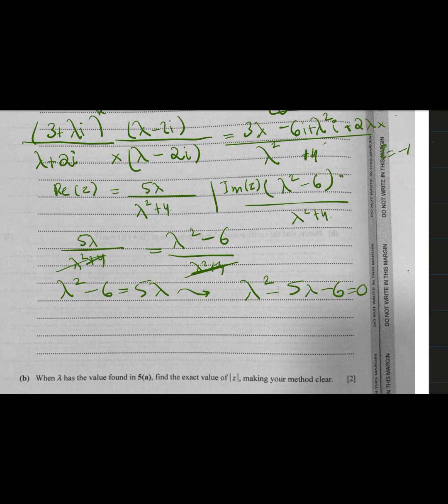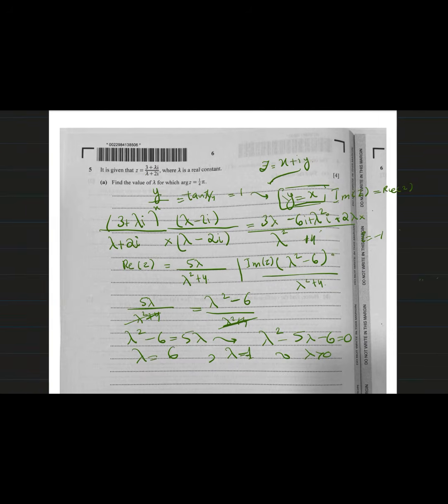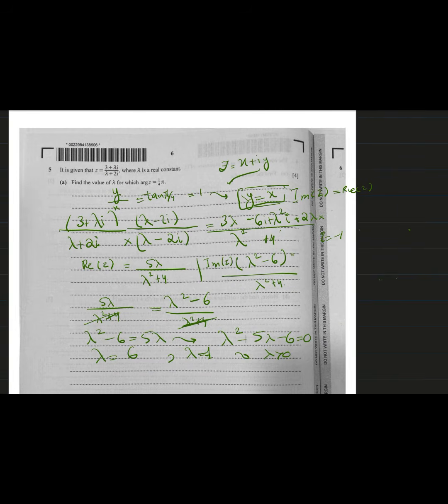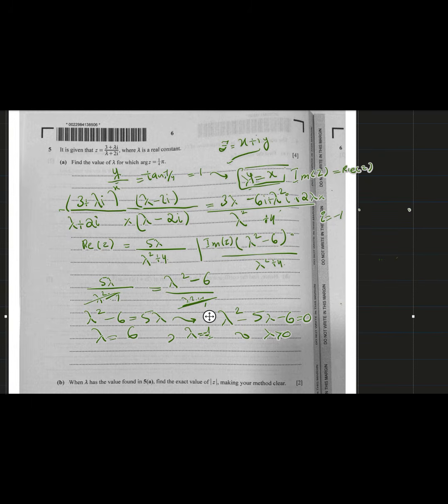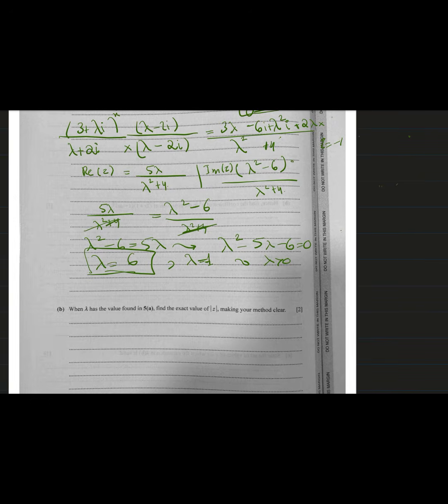Now we can use the quadratic formula to solve. So 1, minus 5, minus 6 would give us lambda is 6, and the other value of lambda would be minus 1. Lambda has to be greater than 0 for this to be fulfilled, because if lambda was minus 1, it would not satisfy the condition. So lambda would be equal to 6, and that would be our value of lambda. We could omit the other solution.